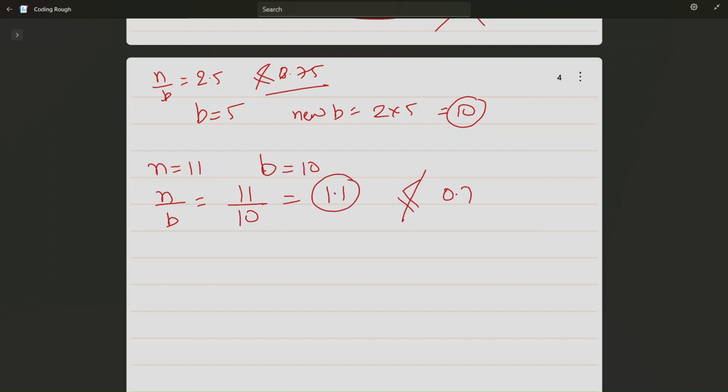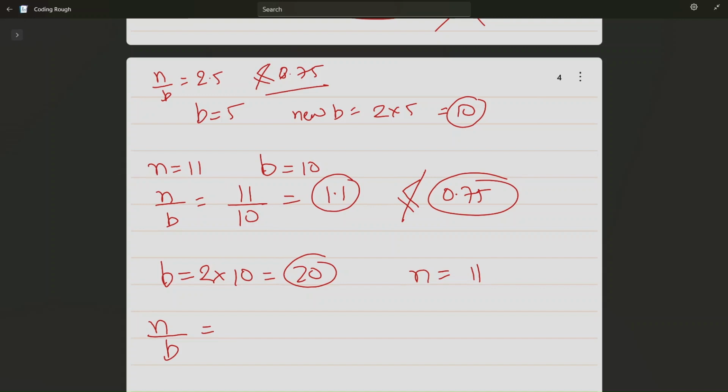What we have to do? Again do the same thing: increase the size of b by doubling it. So 2 into 10, that will be 20. And n is still 11. So n by b is 11 by 20. If we calculate that, it will come to 0.55, which is less than 0.75. So now this satisfies our condition.